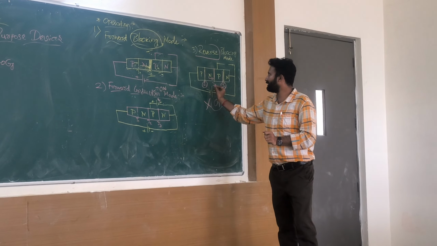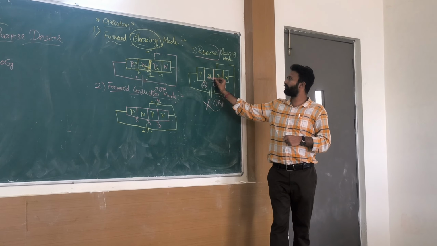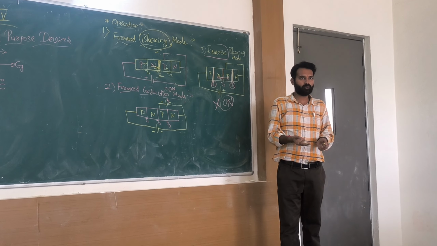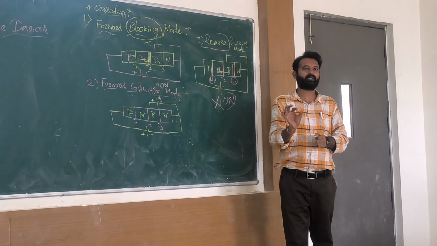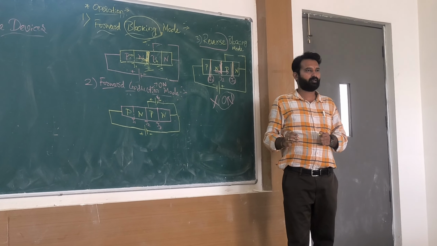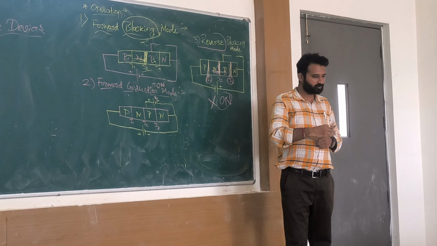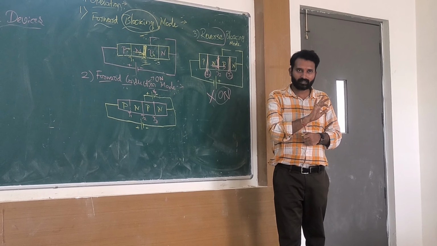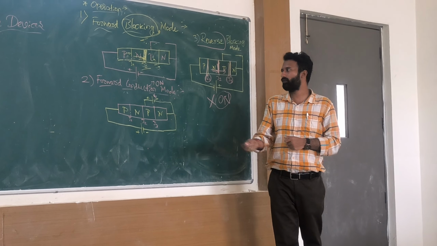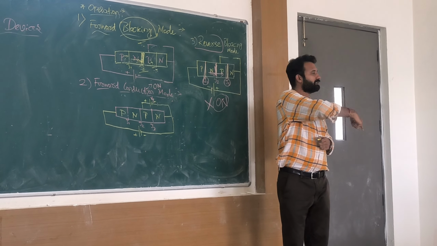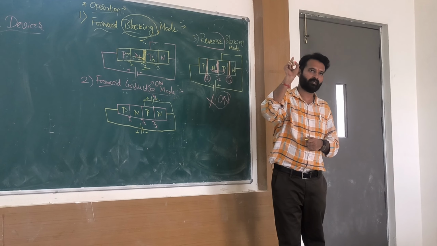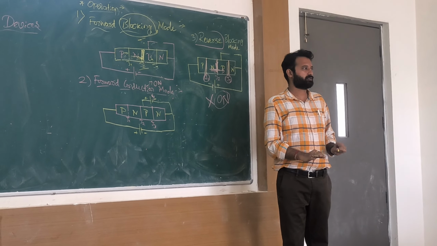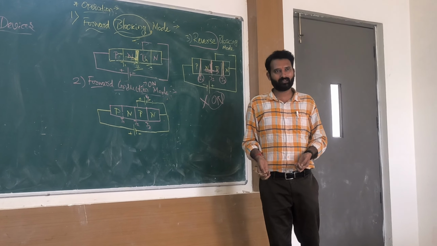Few carriers will drift. Drift means they will move. They will try to move from here, but this depletion layer is present. They cannot move. Though there will be a small leakage current, because some electrons will move, they will give us some leakage current. But that current is not sufficient to turn on this device. Here I am telling that this much leakage current will not turn on the device. Clear? Understandable?